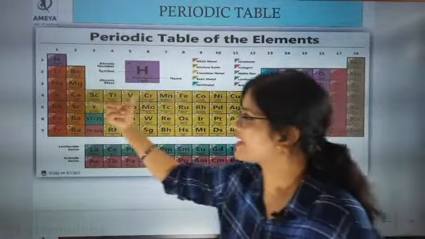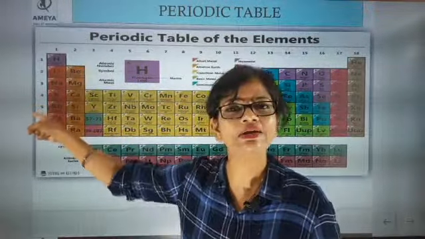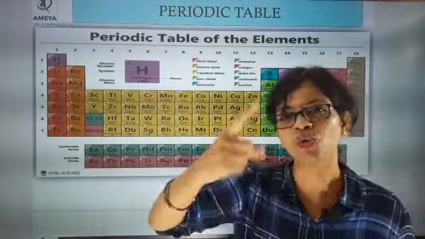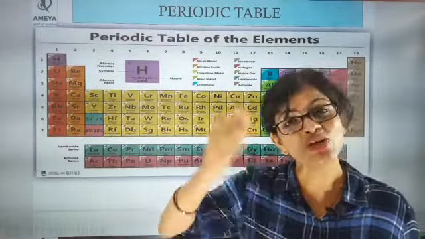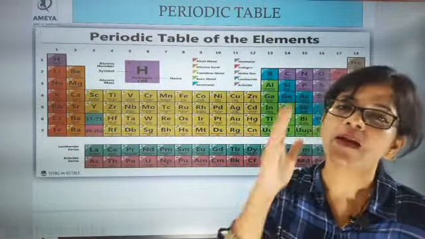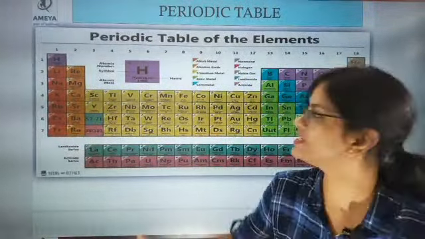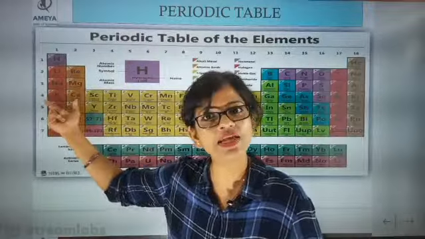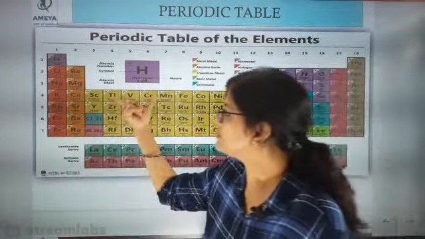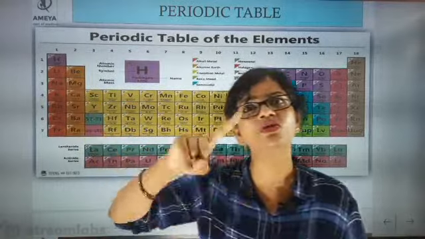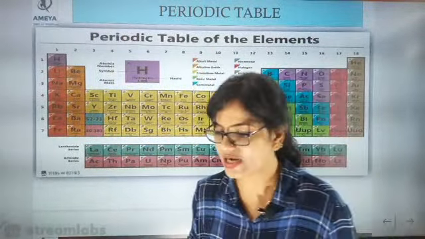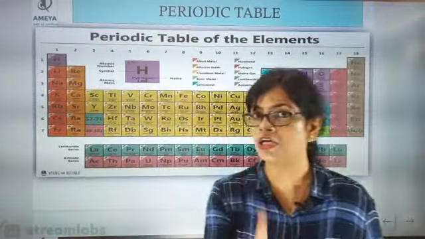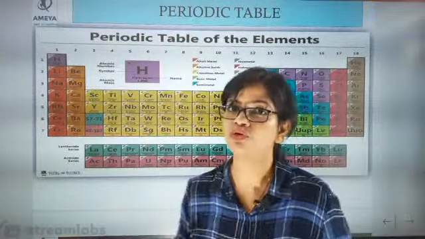This 10 is exactly in the fourth period. It should be presented in the third period, since it is actually filling in the third orbit. But in the periodic table, it is written in the fourth period. It is in the third orbit but written in the fourth period. I repeat, it is in the third orbit but written in the fourth period.